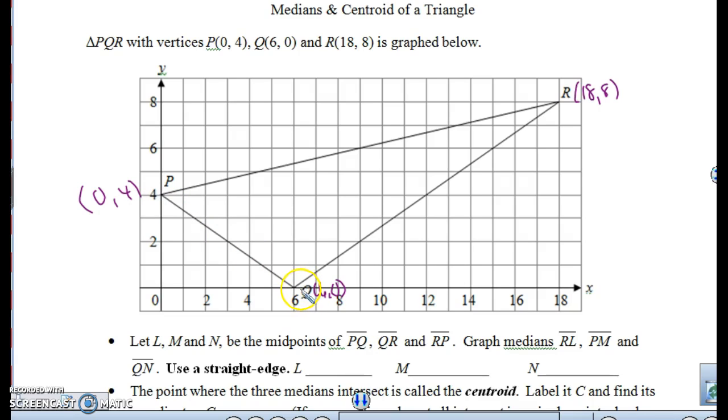So, the midpoint of PQ, add the coordinates, divide by 2, or just count over. The midpoint of PQ is going to be right there. That's going to be L. Now, the coordinates of L are (3, 2).